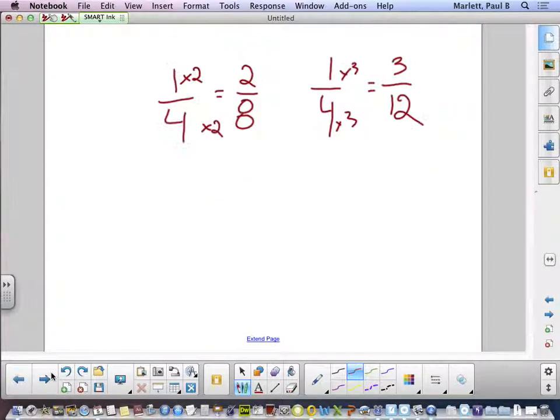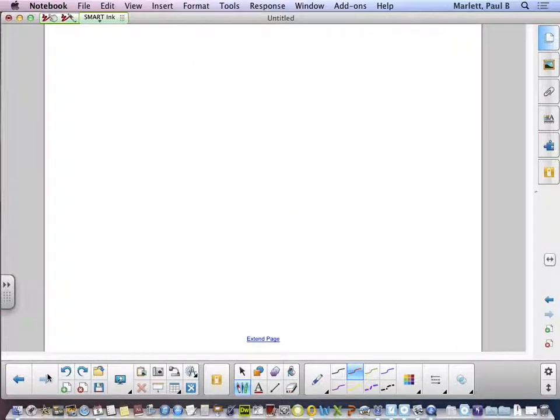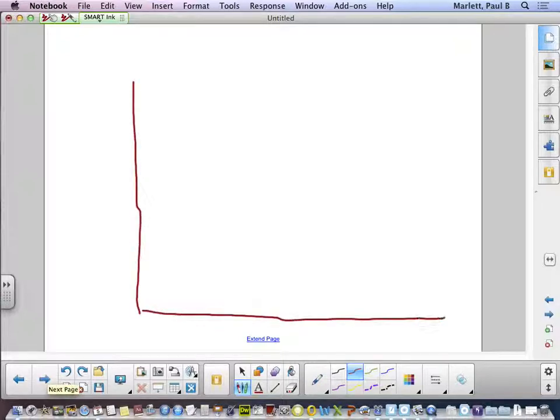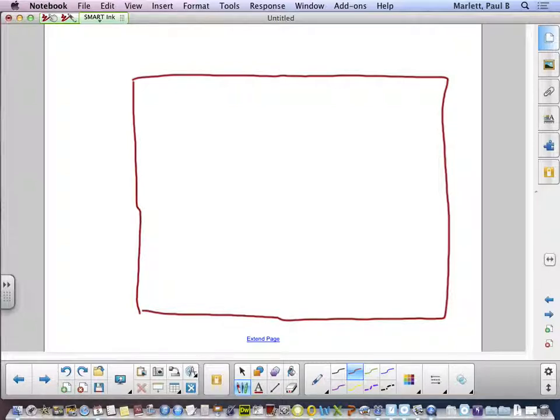So, here's your challenge. I want you to draw the largest square that you possibly can on your graph paper. Either side, doesn't matter. Make it huge. But remember it's a square, so all sides have to be equal. It can't be a rectangle. I want you to make a square.